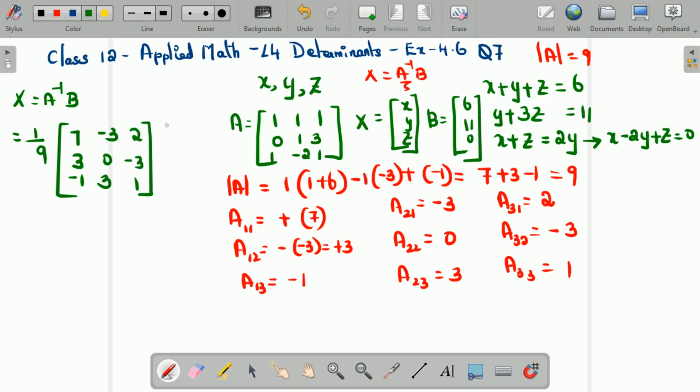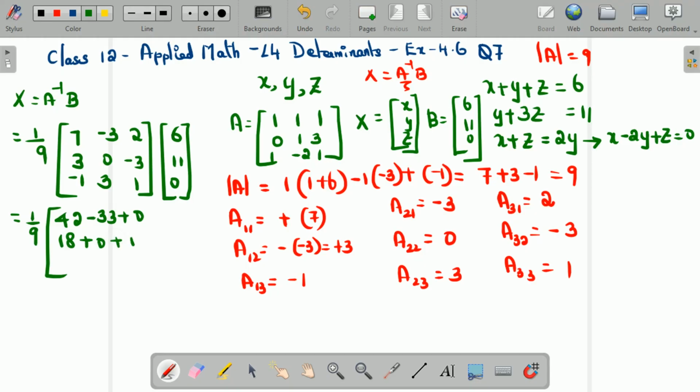Now this has to be multiplied with the B matrix, which is 6, 11 and 0. First we will perform the matrix multiplication, after which we will divide by 9. So 1 by 9, this will be 7 into 6 is 42, minus 33 plus 0, then 18 plus 0 plus 0, minus 6 plus 33 plus 0.